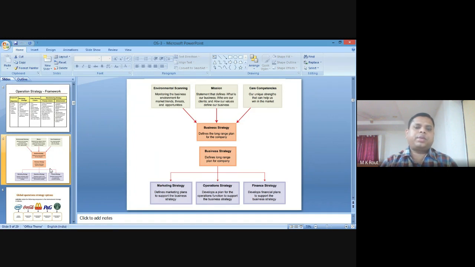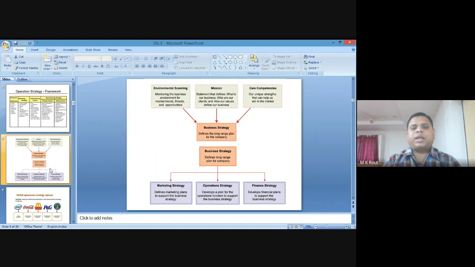Whenever you go for business strategy, the first step is environmental scanning or analysis. That means monitoring the business environment for market trends, what threats are there and what opportunities are there. In environmental scanning, PESTLE analysis should be done as far as environmental analysis is concerned. Another analysis done is known as SWOT analysis, to analyze the different strengths, weaknesses, opportunities and threats from the company's point of view.